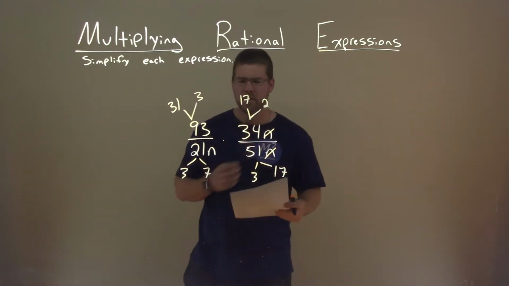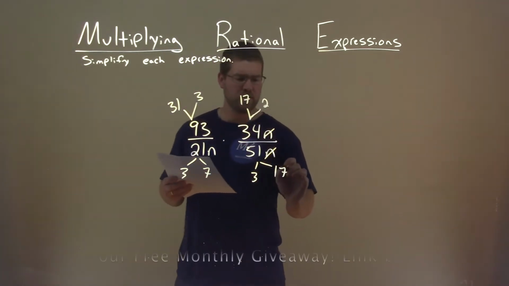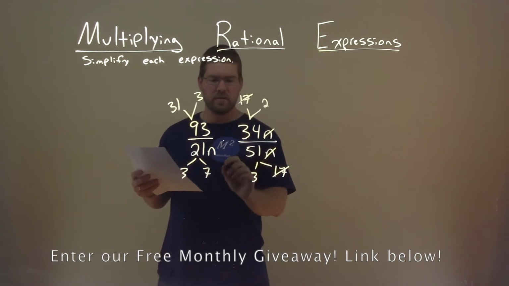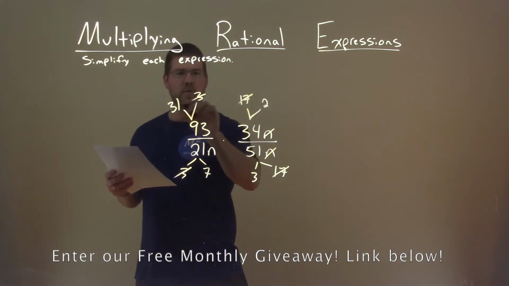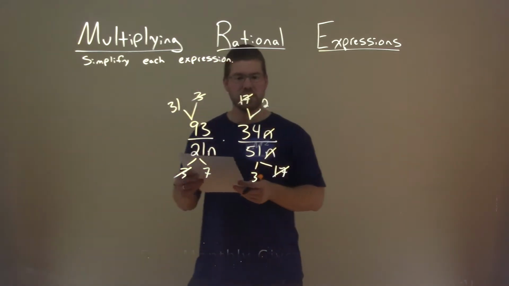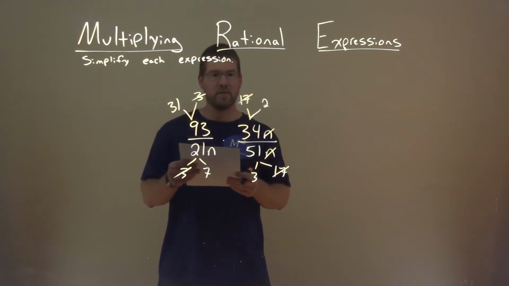So now what can we cancel out? We see a 17 here, 17 there. Let's keep it even: a 3 on this side, 3 here. And I think that's pretty much it. We're left with everything else over here.